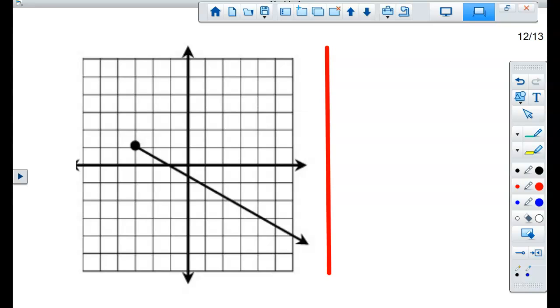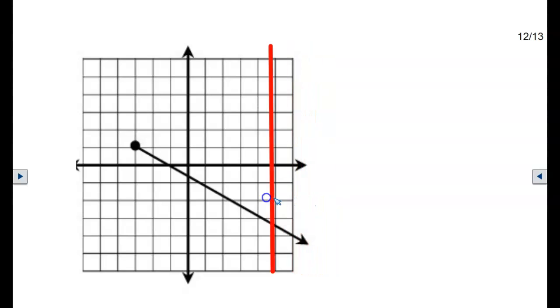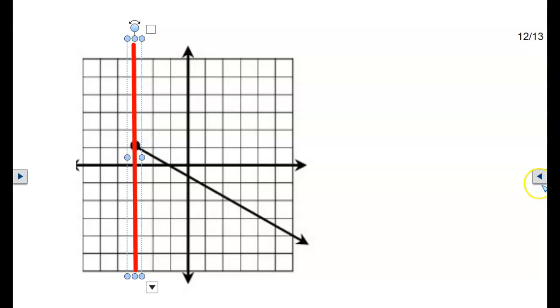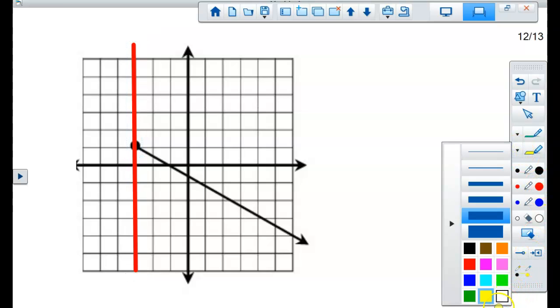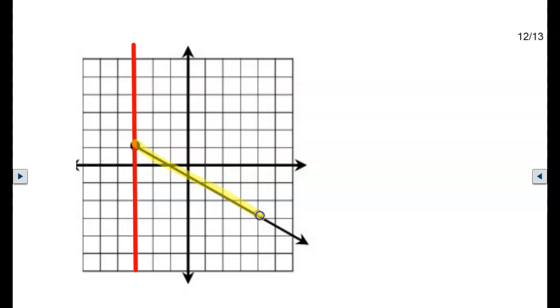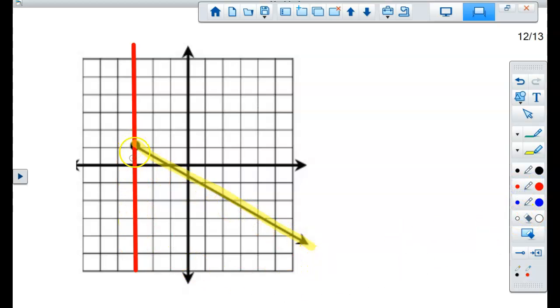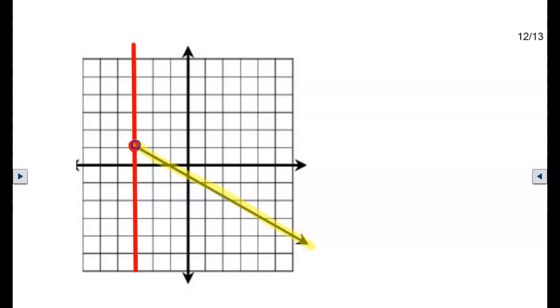All right, a couple more here. Let's use the vertical line test to decide if this is a function. I'm going to move over to here, and I want to stress what we're looking for. You've got your red vertical line. This is your graph. You want to know how many times the red vertical line is touching this shape. Well, that red vertical line touches that point on the yellow shape and that point only. So that's 1 point. That's good.